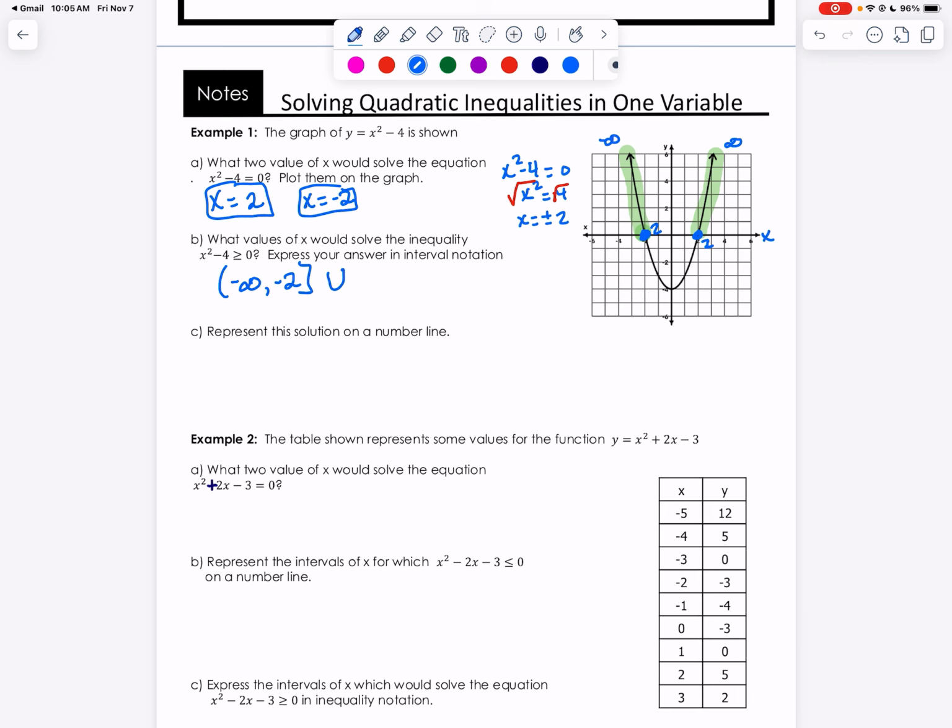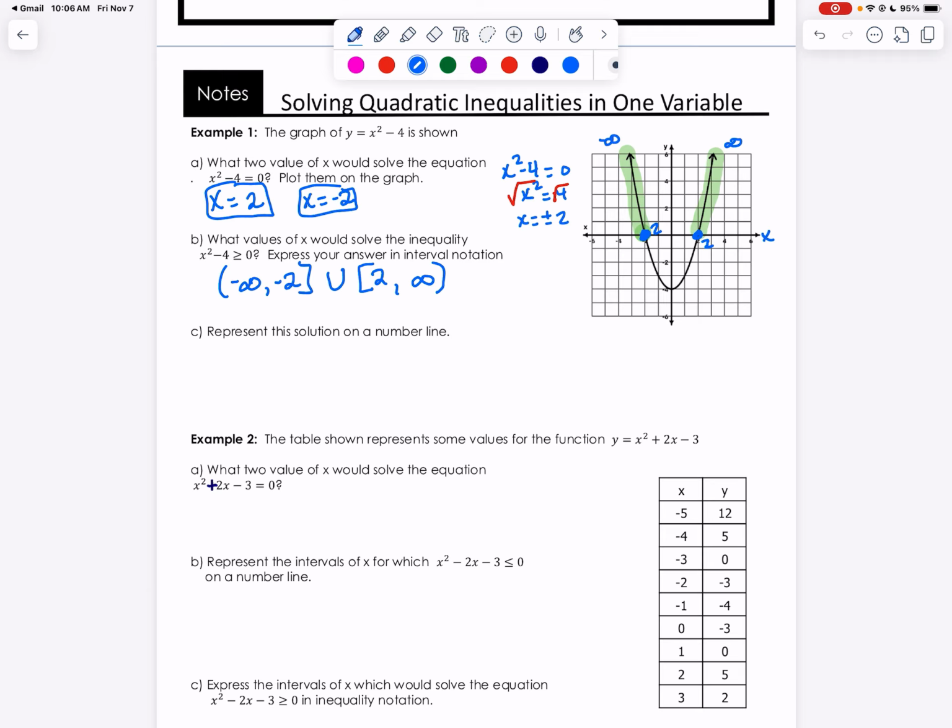Or we have positive 2. The other branch starts at positive 2 and it goes to positive infinity. So that would be the solution to the inequality as opposed to the equation. It's a range of numbers, an interval of numbers.